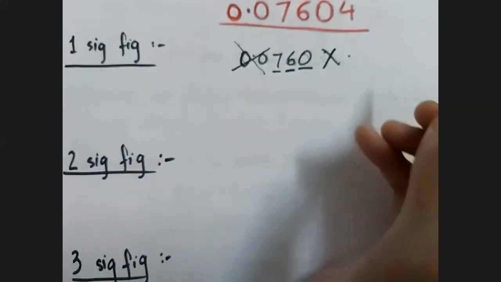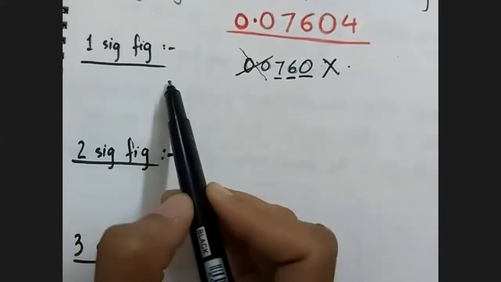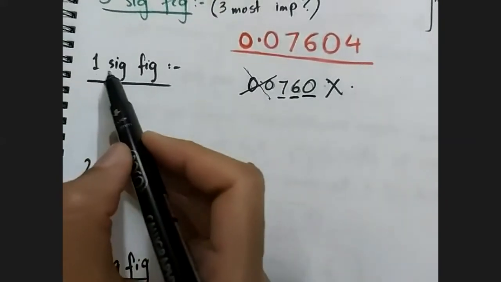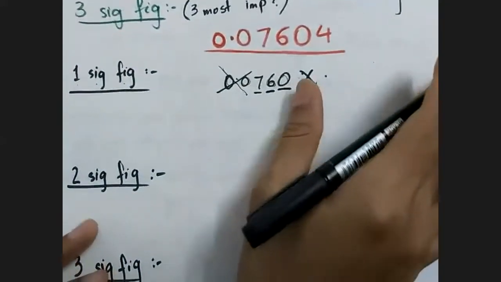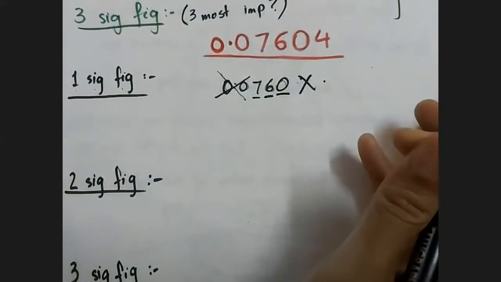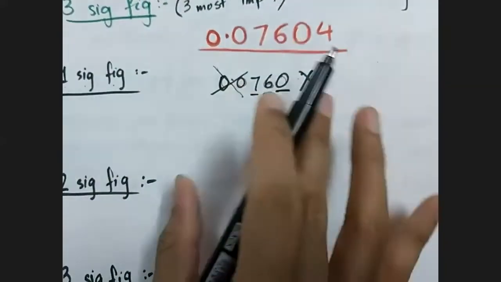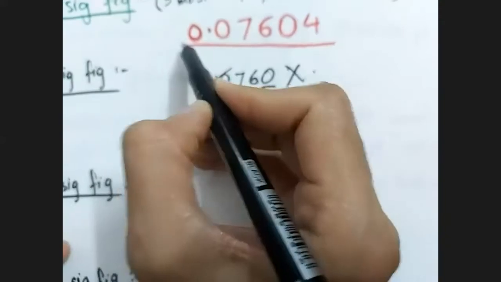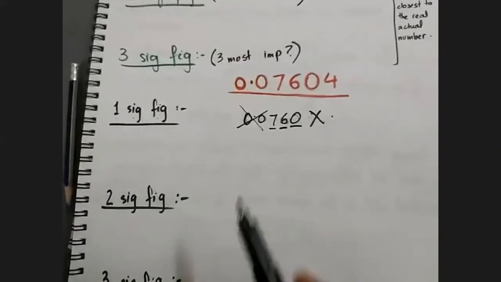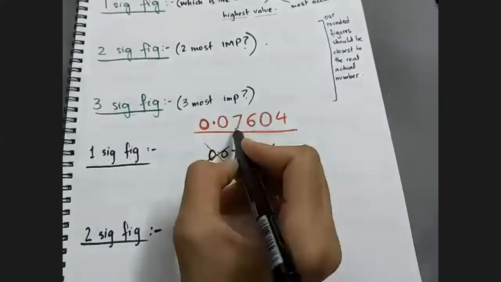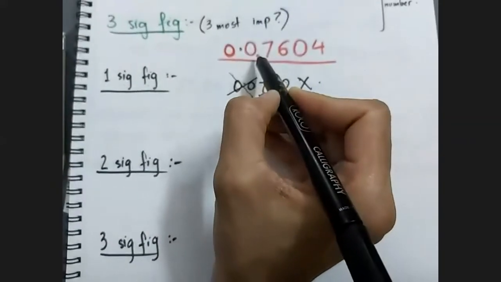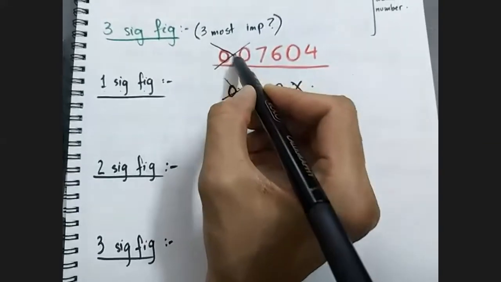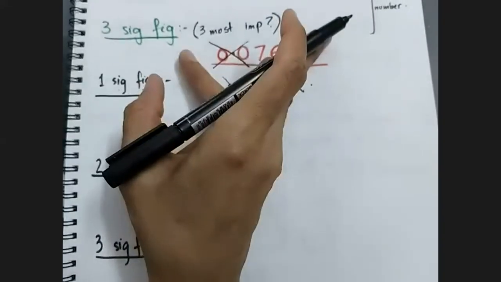So this is wrong. I am asking you to give me an answer rounded off to one significant figure. Okay, let me do one. I'll tell you what you do. From the left hand side, you mark the first significant figure. This is the procedure. These two are leading zeros, they cannot be significant. So these two zeros are out. From 7.